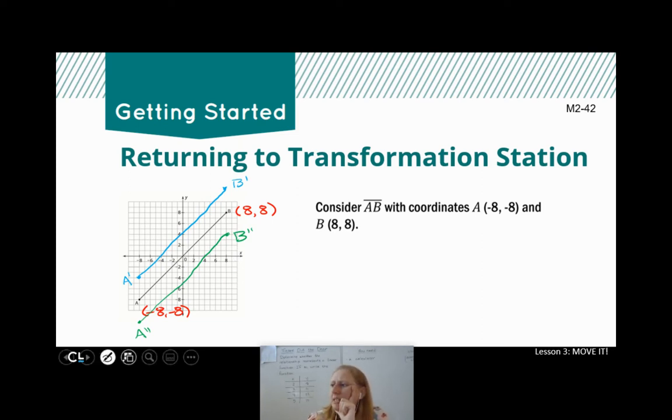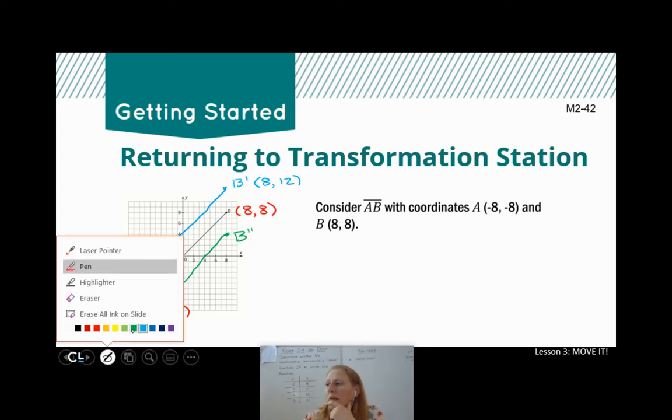Well, I can see on this first one, since I went up 4, it looks like instead of being -8, -8, I'm now -8, -4. Oh, my y coordinate changed, didn't it? And over here, instead of being 8, 8, I'm now at 8, 12. So my x coordinates didn't change, but my y coordinates sure did. It looks like we added 4 to each one when we moved up 4.